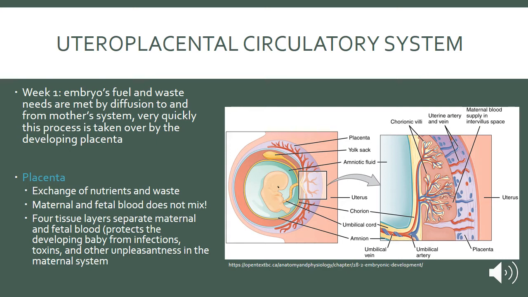Now, up till this point, the embryo has been managing its nutrition and waste needs through diffusion from the mother system. So waste from the embryo diffuses into the mother system, and nutrition from the mother diffuses into the embryo system. But very quickly it becomes insufficient for the embryo's needs, and the process is taken over by a developing placenta. The placenta, as I'm sure most of you know, is a large support organ that supports the baby throughout the entirety of the pregnancy.